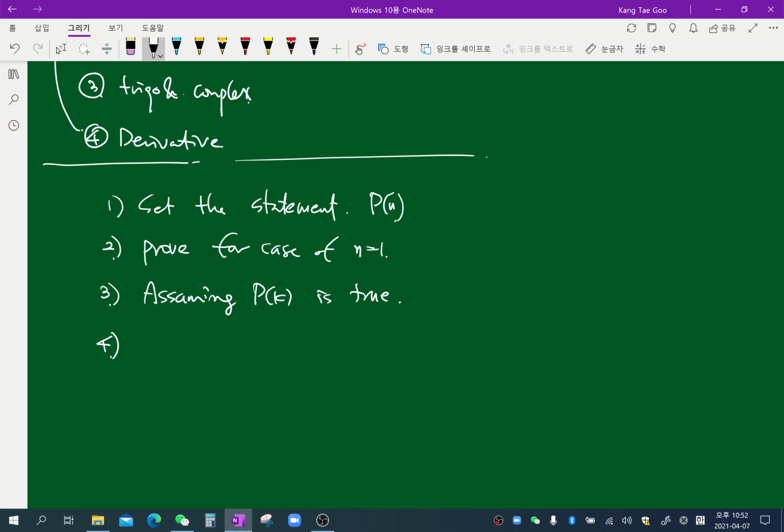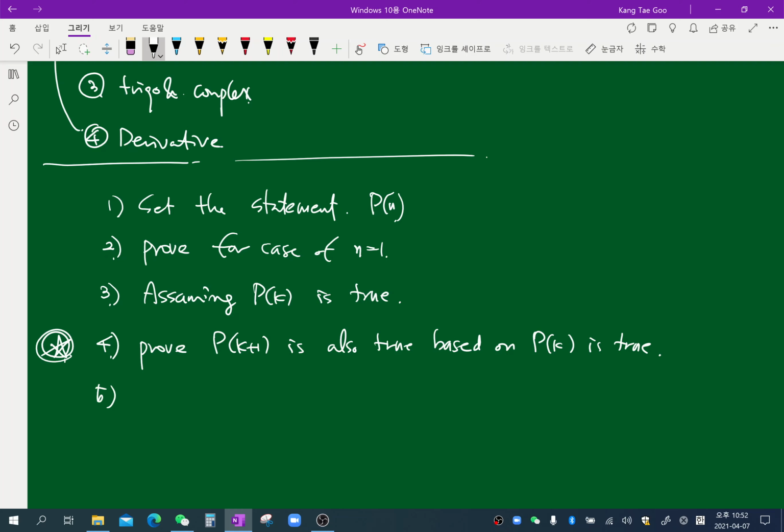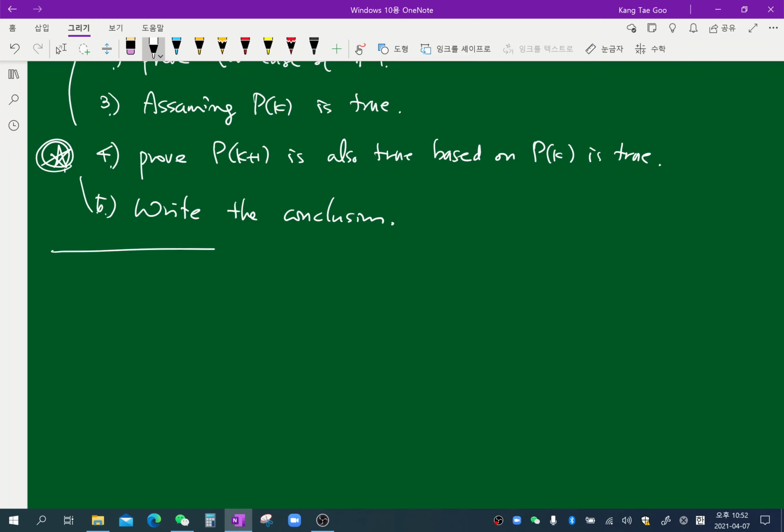Then the next step is to prove Pk plus 1 is also true, based on Pk being true. This is the tricky part. And the last one is to write the conclusion. Those are the steps we need to follow. Okay, let's go into the examples one by one.